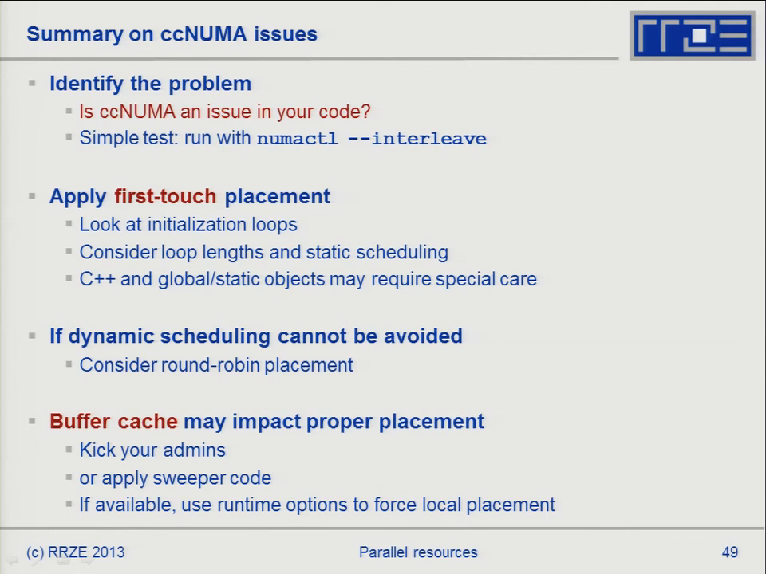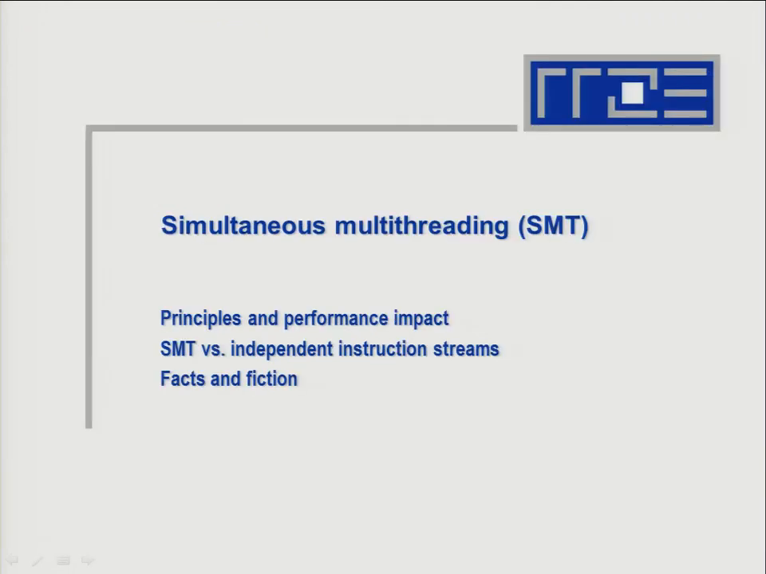For high-performance computing, this is bad because Linux values the buffer cache very highly. And if there's one locality domain full of buffer cache, it will give you memory on the other domain. No problem, because memory is there, just somewhere else. The kernel doesn't care that you have a NUMA problem. Okay? So this may impact proper placement, and there are ways to fix it. And if you want to know more about this, we can talk about this in the break. Okay. The last part is about simultaneous multithreading, but we will skip this in favor of the more interesting stuff that we're going to do.